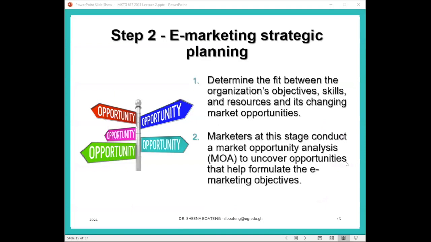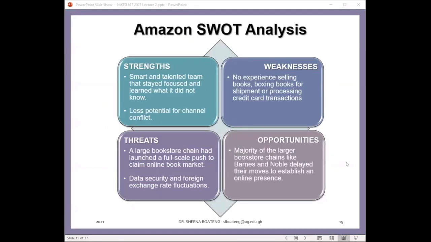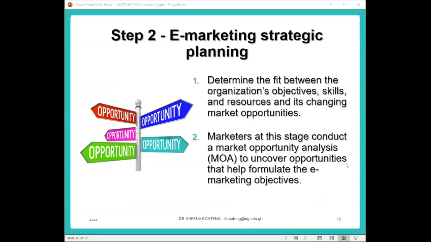So once you have been able to perform a situation analysis to determine your situation, you can now go ahead and start doing some strategic planning, bearing in mind the outcome of the situation analysis that you performed. And under the e-marketing strategic planning step, the main thing that we do here includes determining the fit between the organization's objectives, skills and resources, and its changing market opportunities. This is because resources are not unlimited, like I have mentioned.